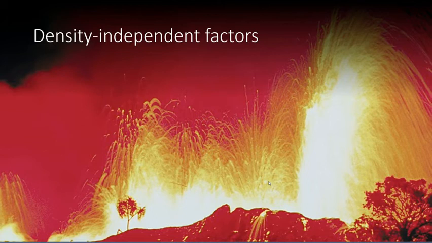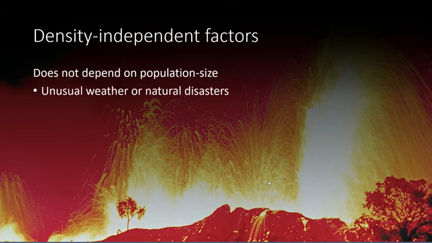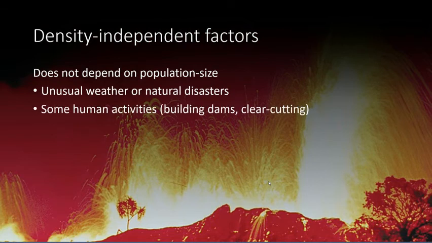Then there are limiting factors that are independent of density, right? These don't depend on the population size or its distribution. So weather or natural disasters affect populations independent of how dense they are. Some human activities will affect populations independent of density. Building dams or clear cutting forests, right, are independent of the density of those populations.